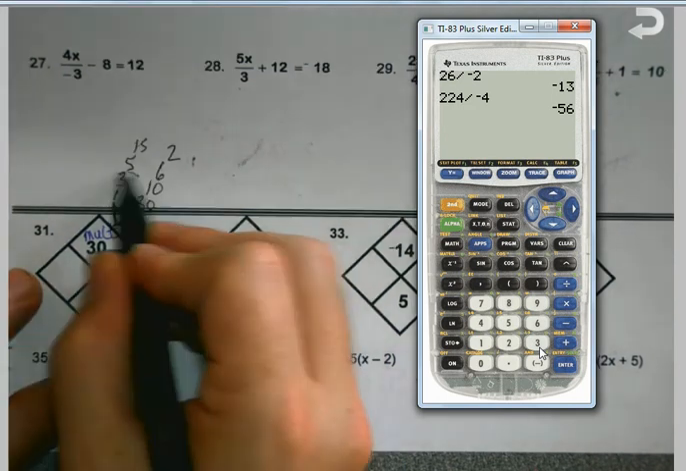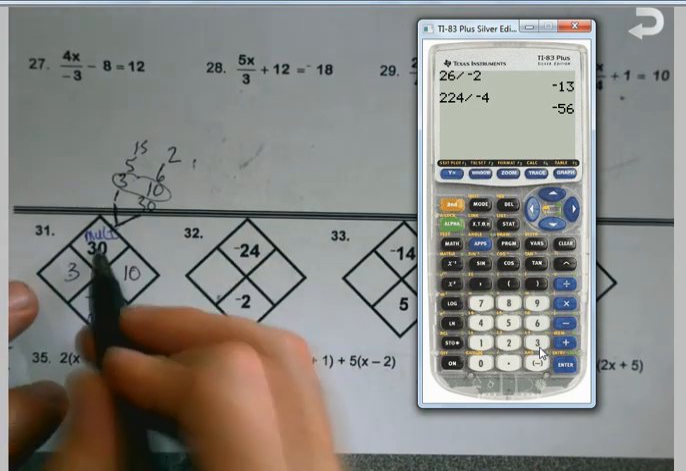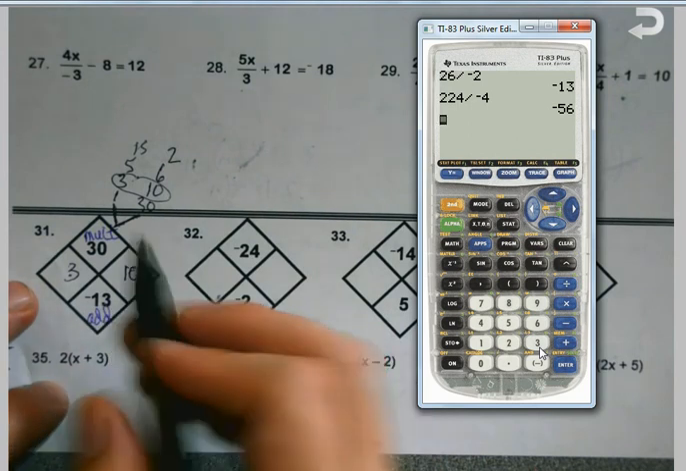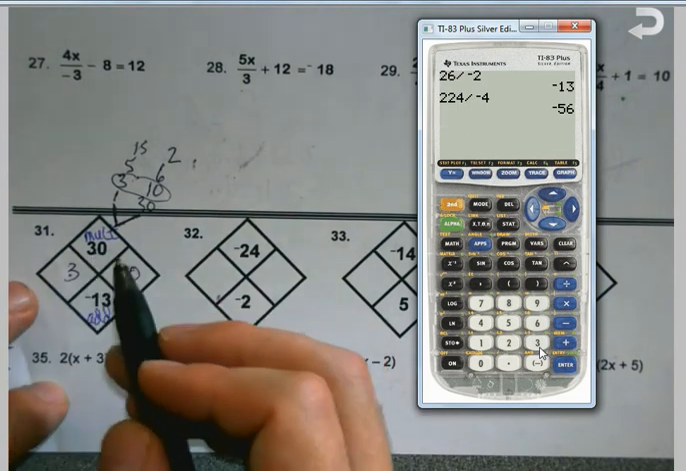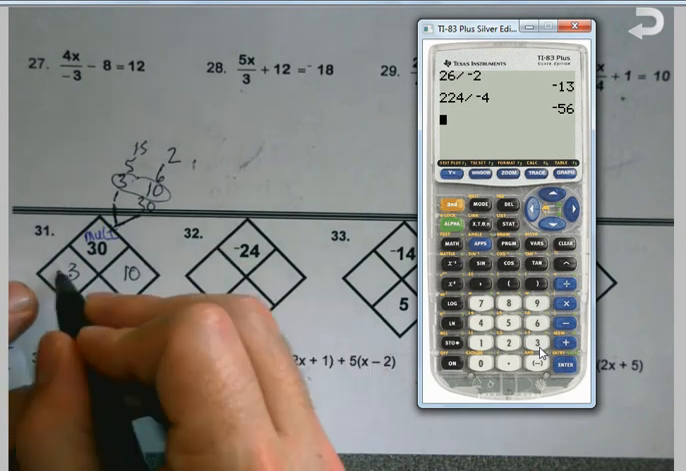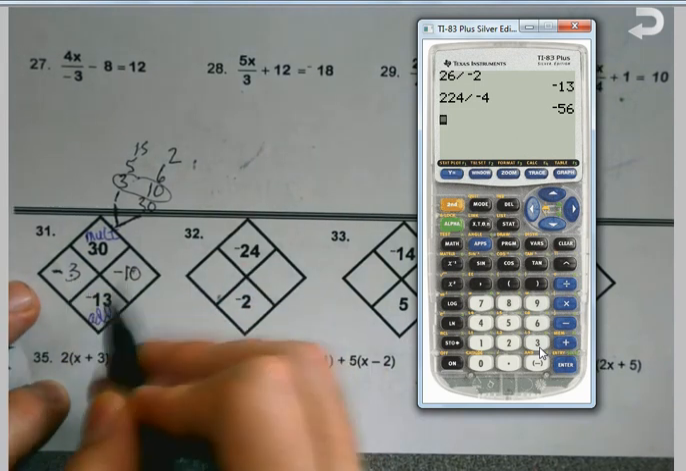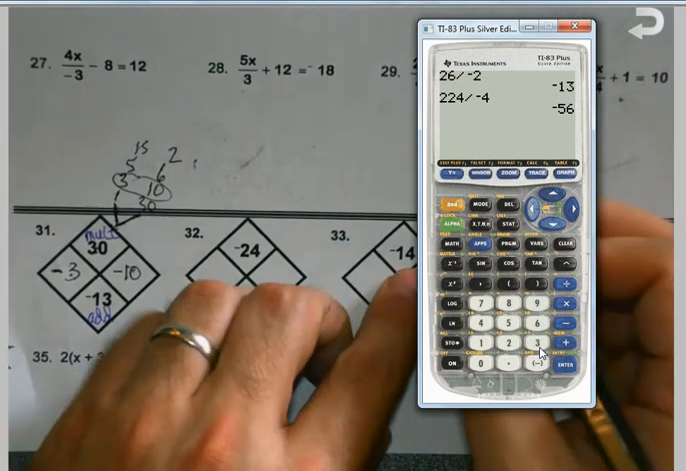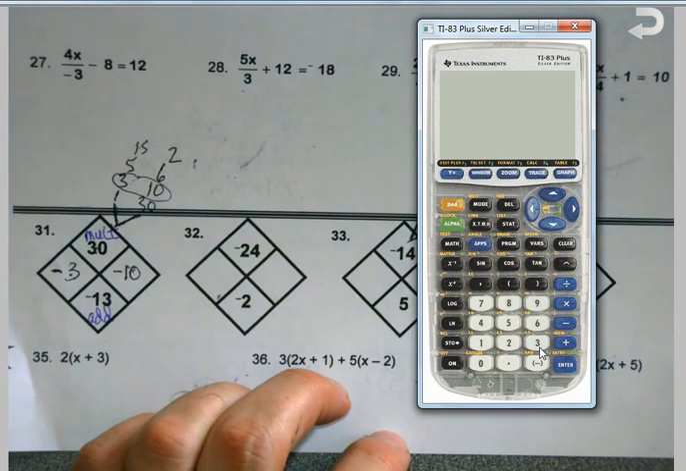3 and 10. Okay, so I put a 3 and a 10, and I'm like, okay, 3 times 10 is 30, but wait a minute. 3 plus 10 isn't negative 13. When I'm multiplying numbers, what's another way I can get a positive? They can both be negative, because negative times negative is positive, and negative 3 minus 10 is negative 13. Awesome. So all we're doing on these is we're working on the multiply part, okay?